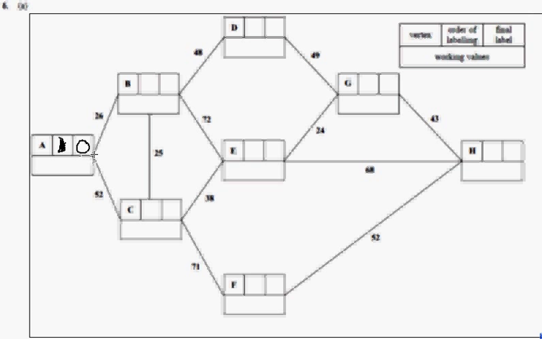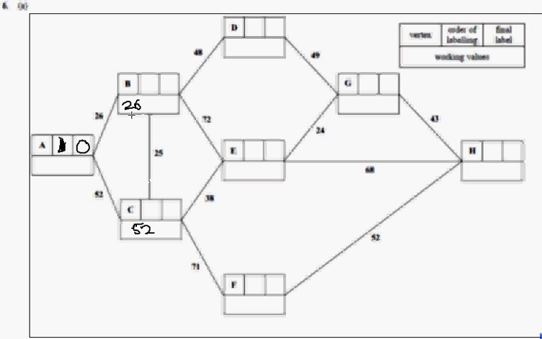Second thing to do, we start from where we are, so we're at A, and we look at everywhere we can get to. We can get to B or to C, we can't get anywhere else. And so we fill in some working values. Given that it took 0 to get to A, going along this route it would take us 26 kilometers, I think it was, to get to B. So we fill that in as a working value, and then we do the same thing down here. It would take 52 to get to C.